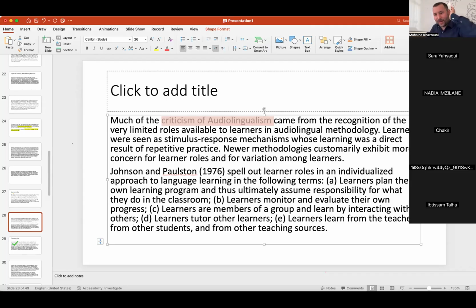Sir, I have a question. Do you think that this will create some sort of confusion? Learners learn from the teacher, from other students, and from other sources. What do you mean, how can it create confusion? For example, they will ask, should we follow the teacher or the students or other sources?